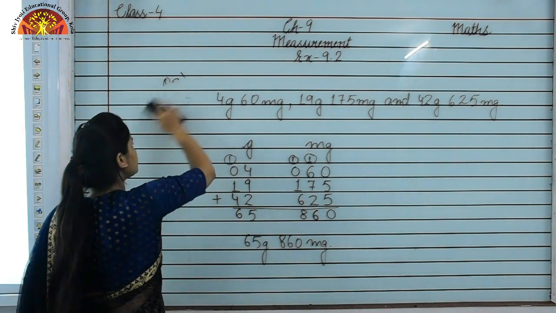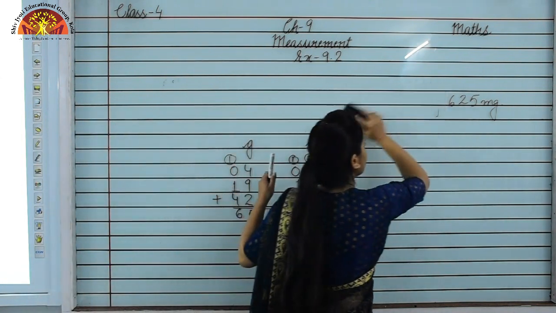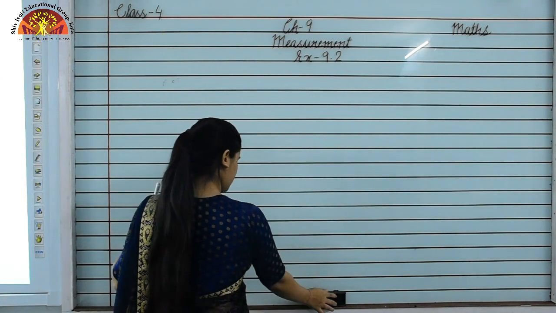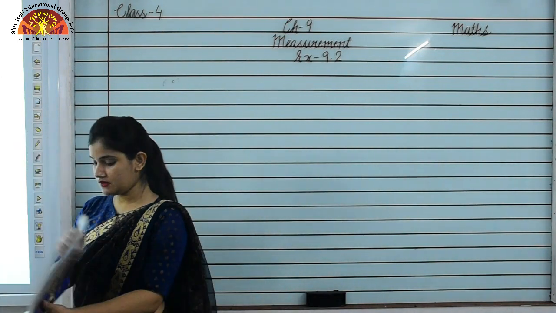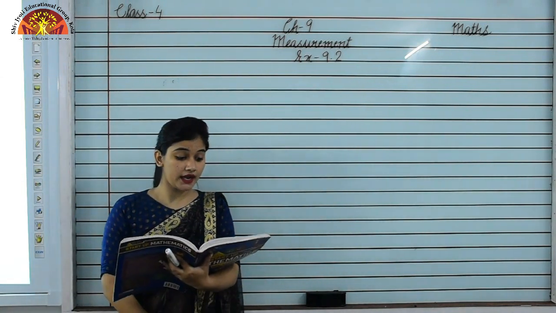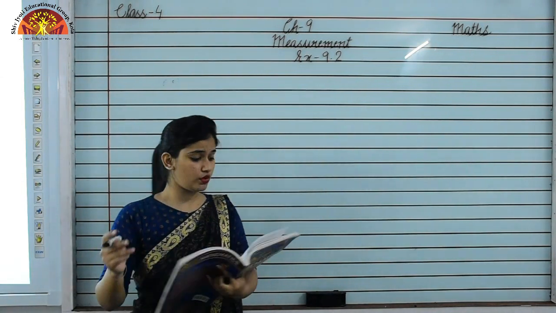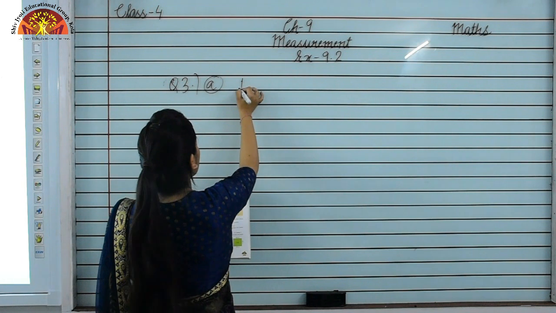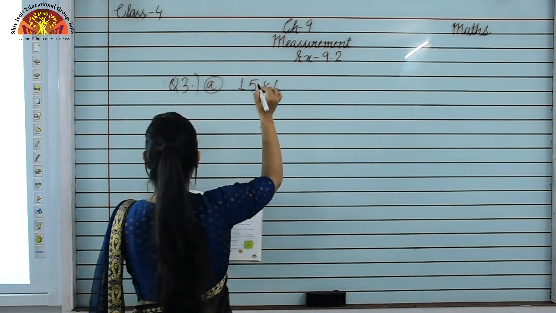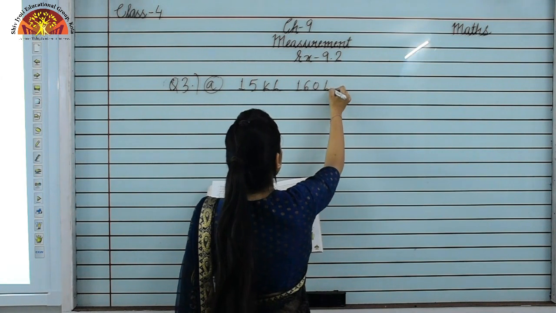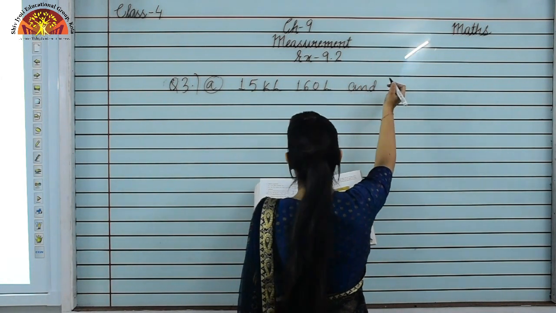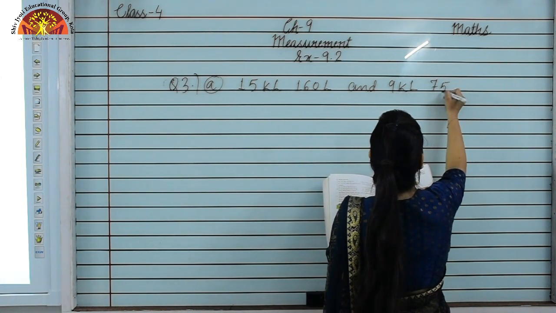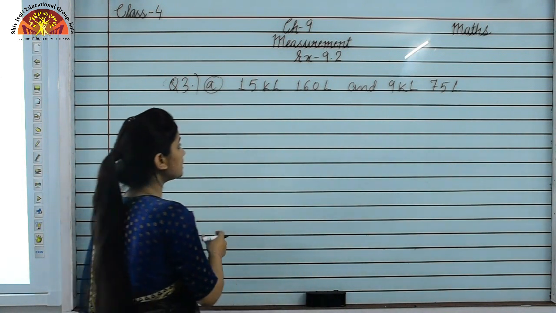Now we will see the next question. Question number 3. And in question number 3 we have to add the capacity. अभी हमें किसको add करना है? Capacity को add करना है. Okay, so we are taking question 3 A part is 15 kiloliter, 160 liter and 9 kiloliter, 75 liter. Again we can see two units, kiloliter and liter.